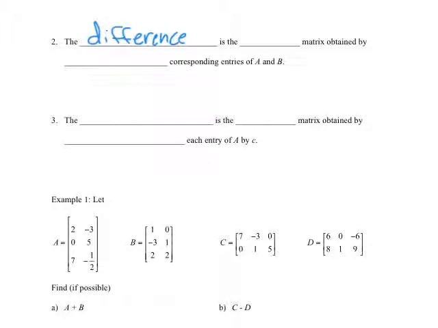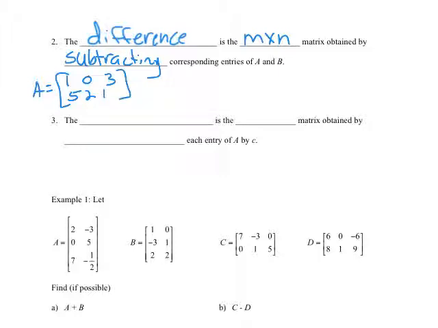So the difference between the matrices is going to be the m by n, same size, matrix obtained by subtracting corresponding entries. So it's the same process, we're just subtracting instead of adding. Again, they have to be the same size, so let's say that matrix A is going to be a 2 by 3: 1, 0, 3, 5, 2, 1, and matrix B has to be a 2 by 3 if we're going to subtract: 8, negative 2, 0, negative 1, 5, 4.